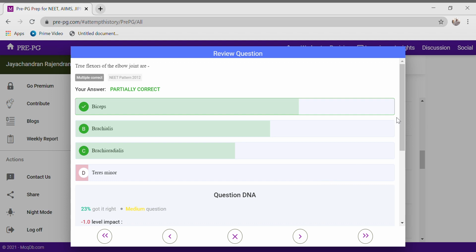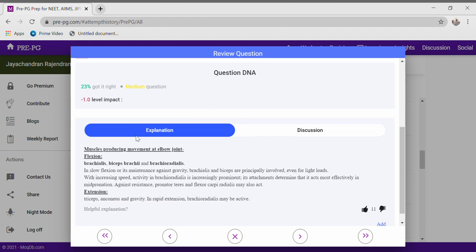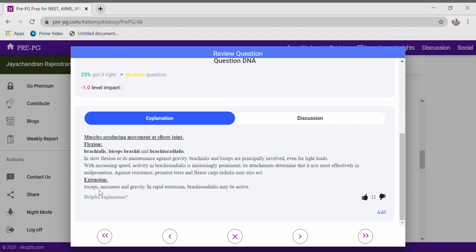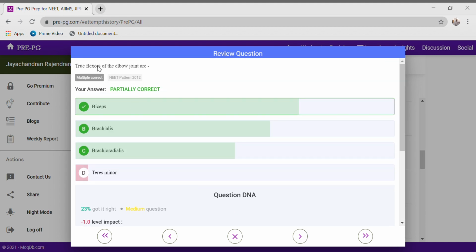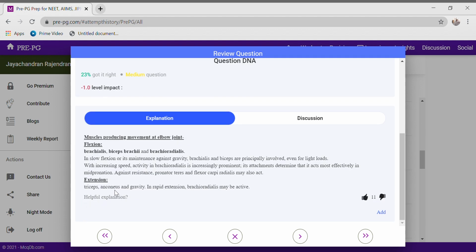In this video, let us see about the arm and cubital fossa. So, true flexors of the elbow joint. The flexion is done by the BBB, you can remember it as a mnemonic, whereas the extension is done by the triceps and anconeus. So, brachialis, biceps brachii, and brachioradialis are all three flexors, whereas the anconeus and triceps are the extensors.